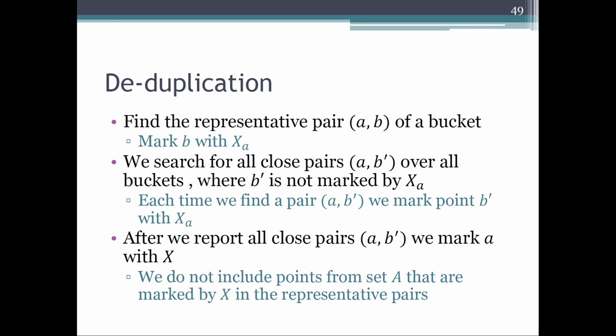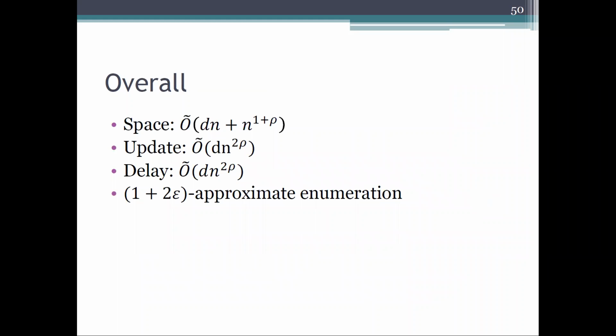Skipping the details, we conclude with a data structure of space order dn plus n to the 1 plus rho, while the update and the delay guarantees are order dn to the rho. Our data structure returns all pairs within distance r with high probability. It does not return any pair with distance more than 2 times (1 plus epsilon) times r, and it might return some pairs within distance between r and 2 times (1 plus epsilon) times r.